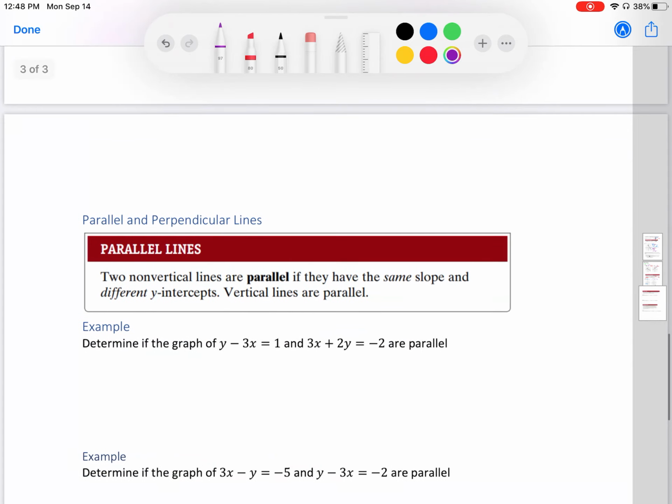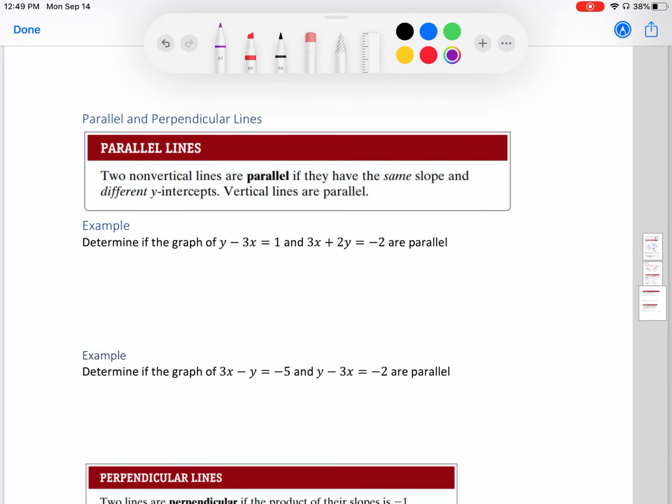Moving on, parallel and perpendicular lines. Let's define parallel lines. Two non-vertical lines are parallel if they have the same slope and different y-intercepts. Vertical lines are parallel lines. Okay, so to create a parallel line, I just have to ensure that they have the same slope.